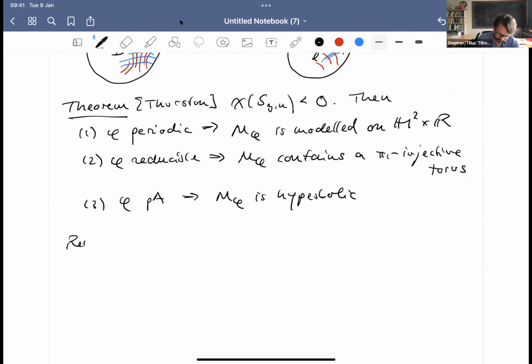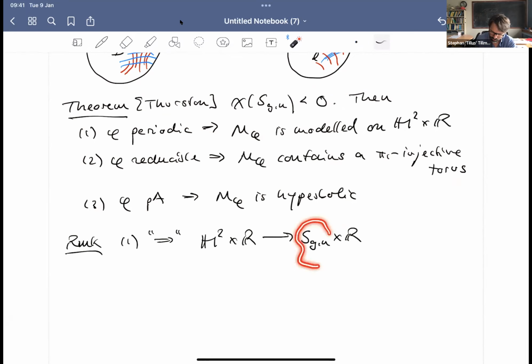So let me remark on these properties. For the first one, the forward direction really just comes from the fact that H2 times R is the universal covering of your surface times R. Because here I assumed negative Euler characteristic, the universal cover is naturally the hyperbolic plane. This is my uniformization, and then I have a finite cover just from the fact that phi is periodic or of finite order. So there's a finite cover to M sub phi. Okay.